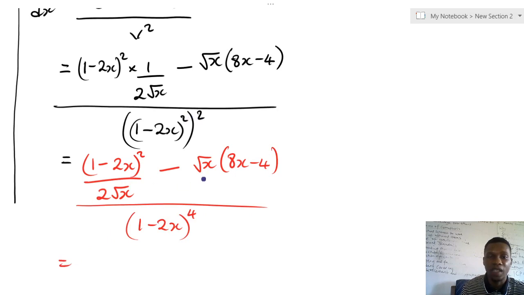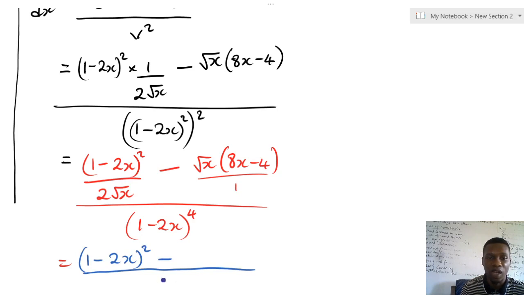Then the next thing, I can find the LCM. So if here is over 1, the LCM will give me (1 minus 2x) raised to the power of 2 minus, here still, we have 2 root x, and then here will be 2 root x dividing 1, which is 2 root x. Multiplying this, we have 2 root x times root x. We'll cancel out the root x and we have it as just 2x, bracket 8x minus 4.